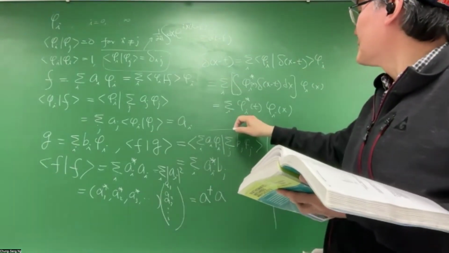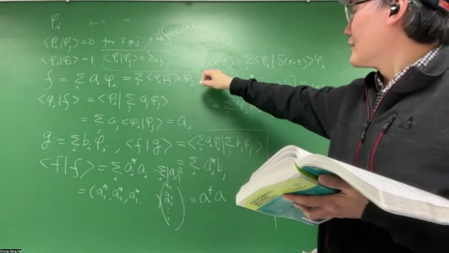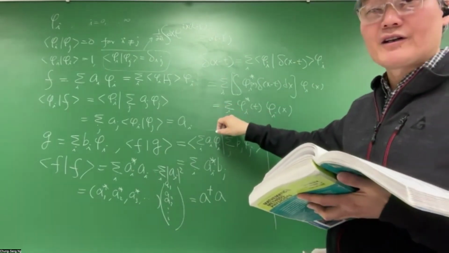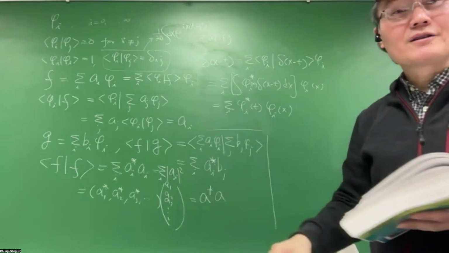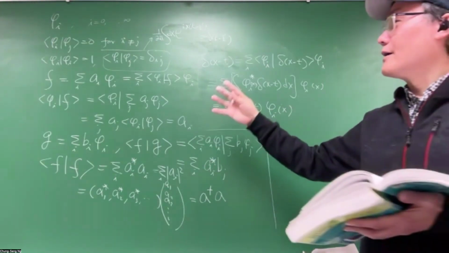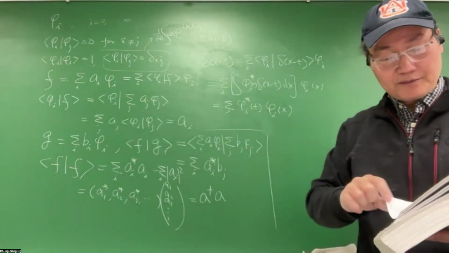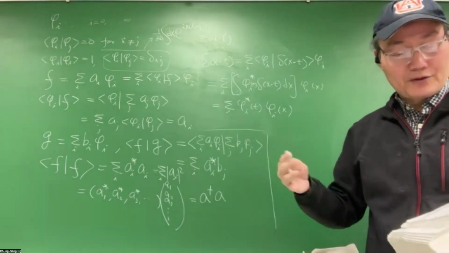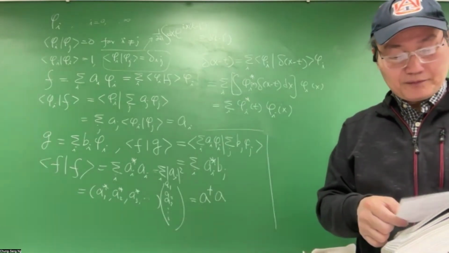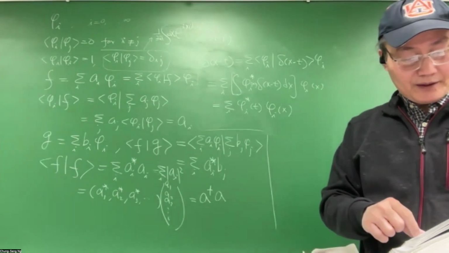And likewise, this orthogonal continuous condition also involves an integral instead of a sum, right? But the general extension from discrete spaces to the continuum basis is quite straightforward. You just follow the rule, and then you can do exactly the same thing. All right.